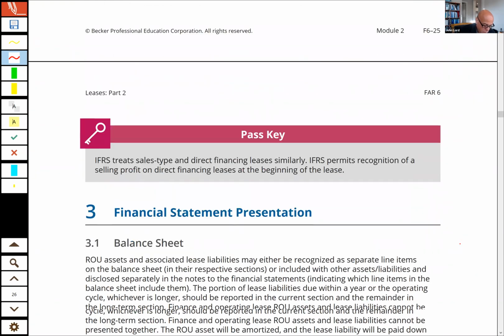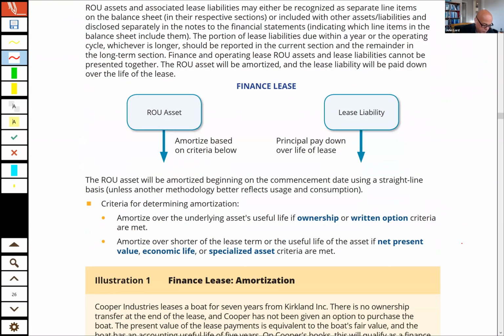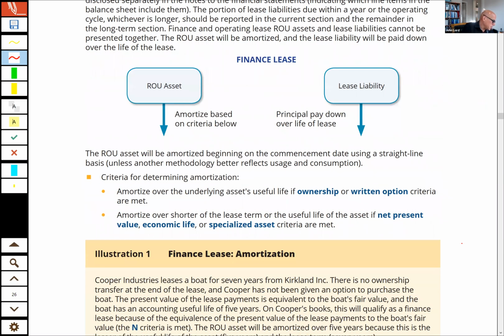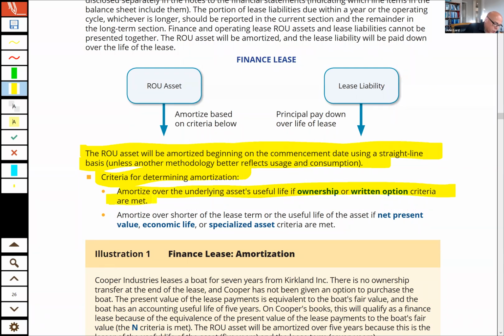Okay, good. Come over and let's take a look at the criteria for amortizing the right of use asset. The right of use asset will be amortized beginning on the commencement date using the straight line basis. But what period should we amortize it over? We should amortize it over the asset's useful life if we have qualified for a finance lease under the ownership or the written option.